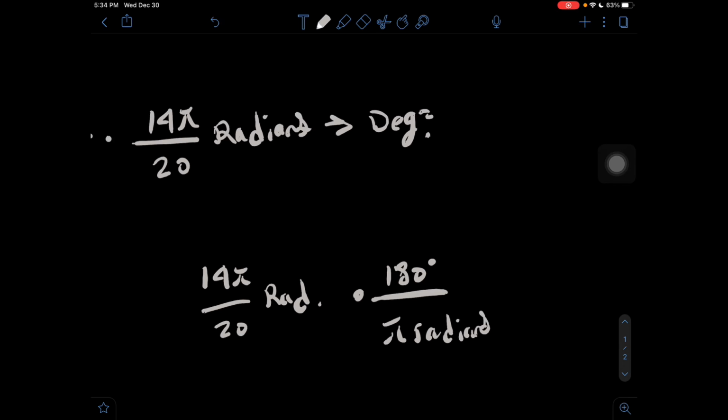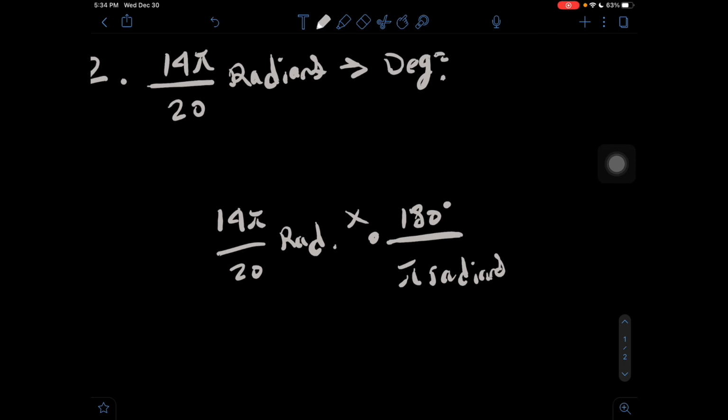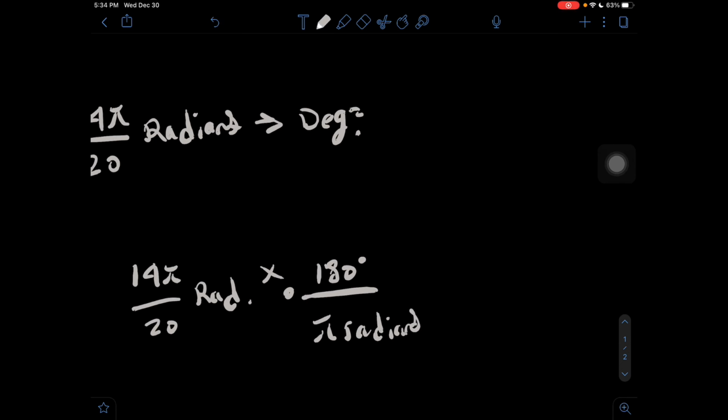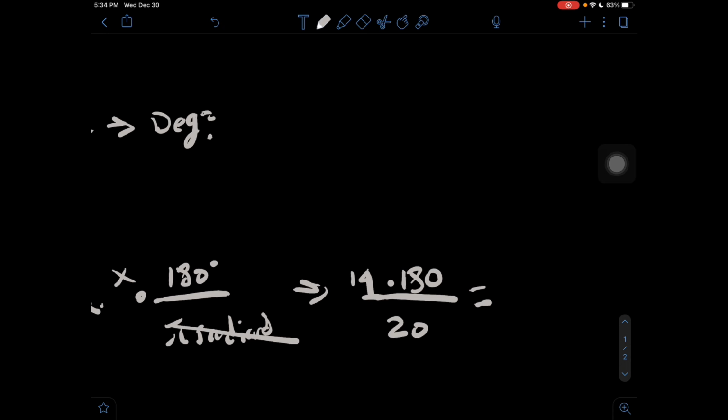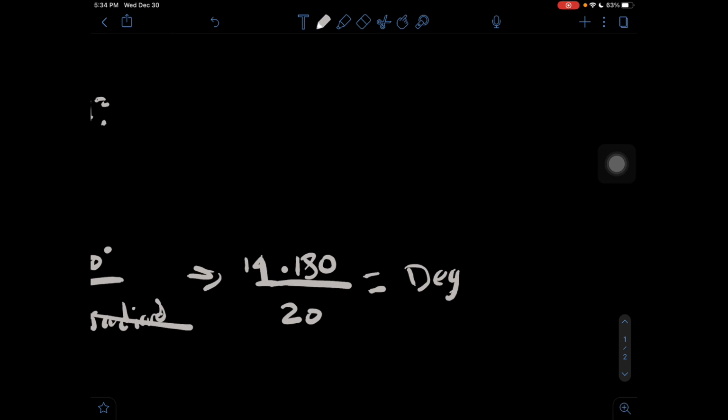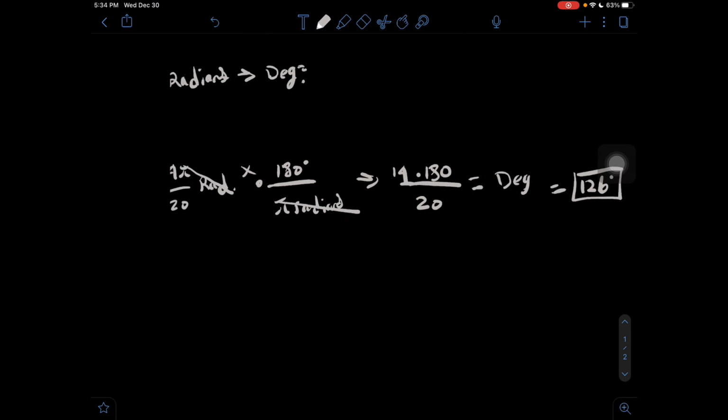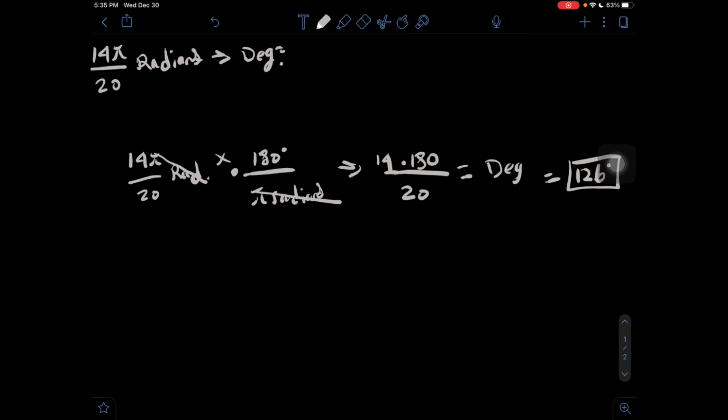You can just do simple cross multiplication and then divide. So the 14 pi radians eliminate. You are left with 14 times 180 over 20, and this is going to be your degree value. And in this scenario, it would be 126 degrees.